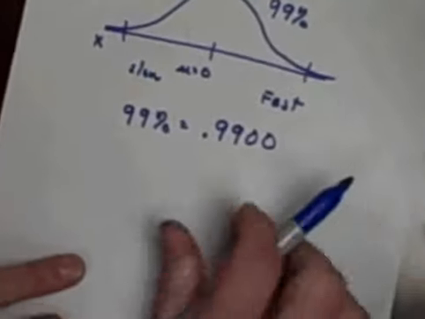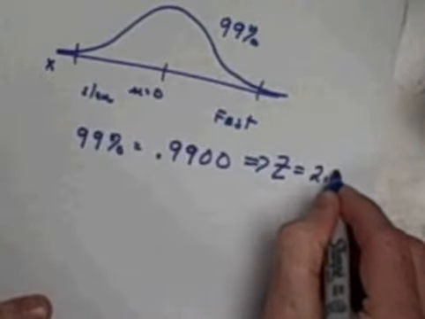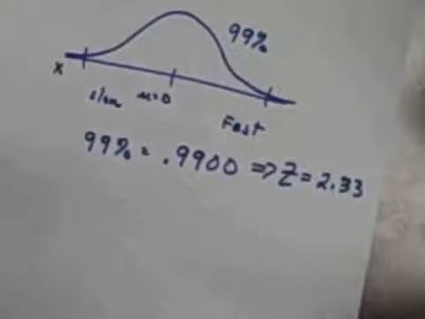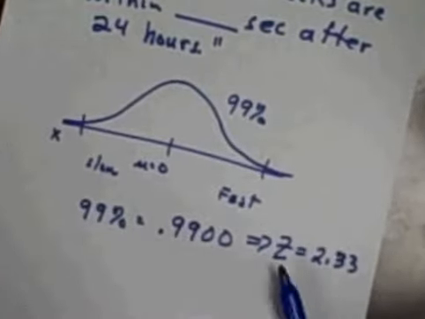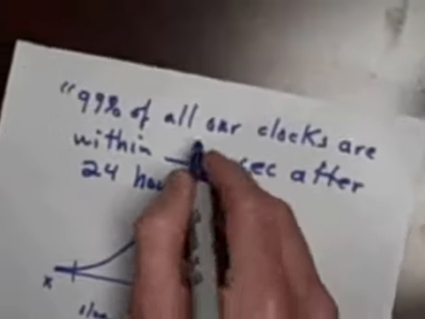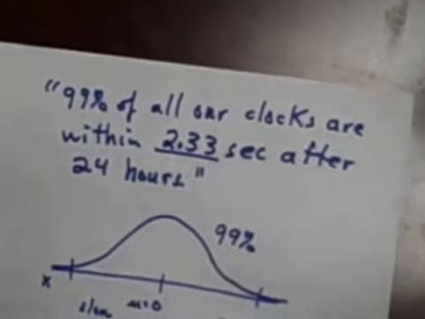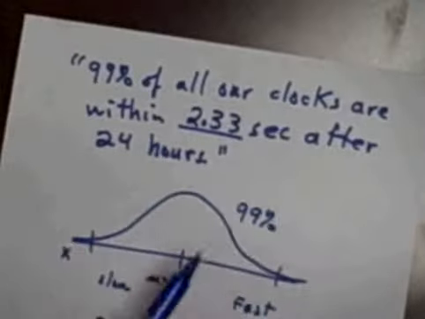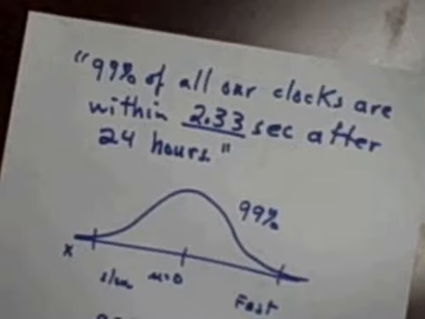So we're saying my corresponding z-score for this, z equals 2.33. So what does that mean? Well, since on a standard normal distribution, the z-score is the x value, then we can say right here, after looking at the table for 10 seconds, we'll tell our boss, you can say that 99% of all our clocks will be within 2.33, or 2 1/3 if you like, seconds after 24 hours. And your boss goes away happy, and you get a raise.